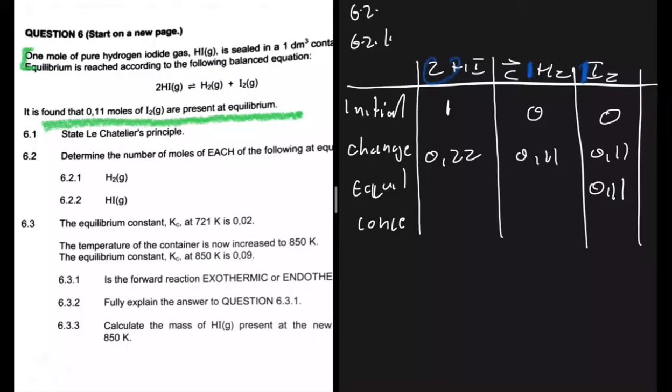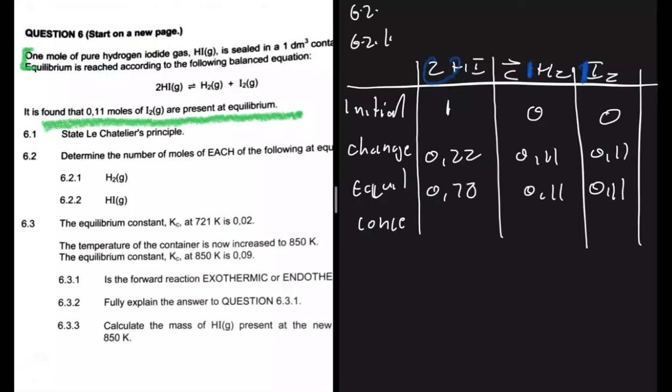So it's going to be 1 minus 0.22. That's how you do it. And then in the product side, you just add. So 1 minus 0.22, I'm getting 0.78. So we have 0.78. Here we have 0.11.